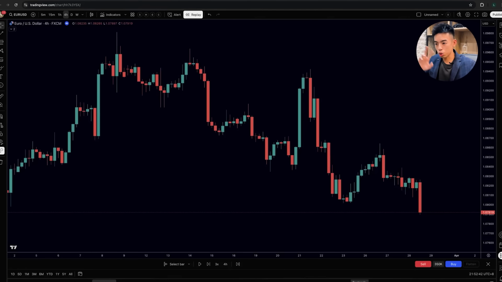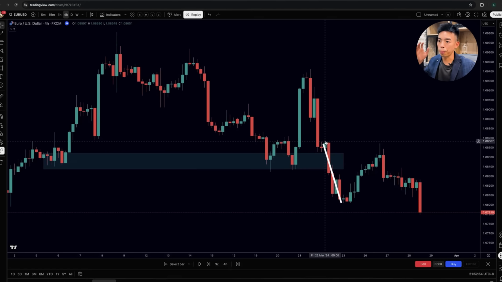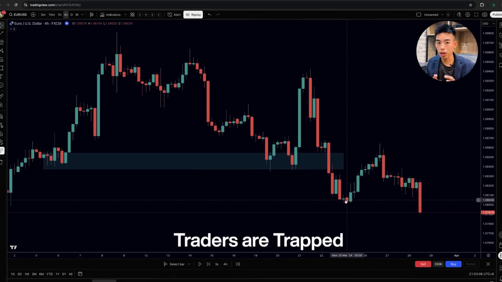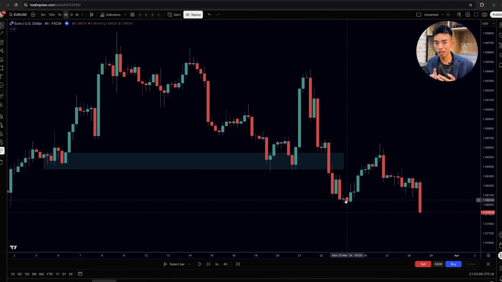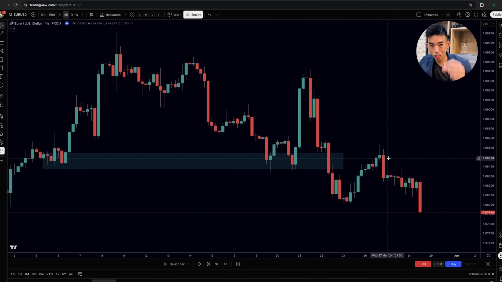So using one of the two hacks that we were talking about, this is definitely a strong support area. What happens later on? It breaks to the downside. And by now, you should understand that when a strong support like that breaks, that means a lot of traders are trapped. And if we do get a retest on the underside, that's where we want to look for a sell. However, we do not just want to sell as price comes back up. I'm going to show you 3 more steps you can use to get a much higher precision entry.